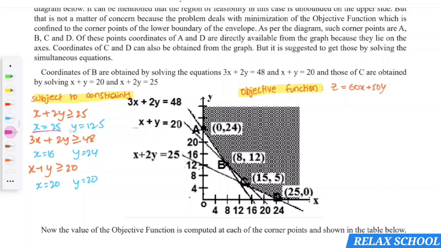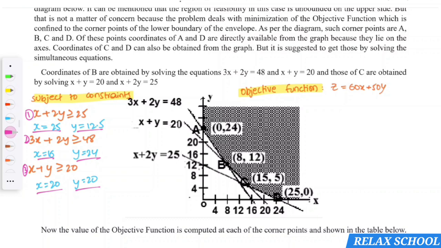So the coordinates for the first equation were x is equal to 25 and y is equal to 12.5. For this purpose, what I have done is I've sent this 25 to the left hand side and I found the coordinates. The same I have done for equation number 2 and equation number 3. And I have found the coordinates. Let's just simply plot them.